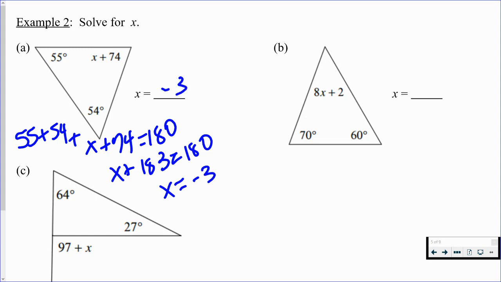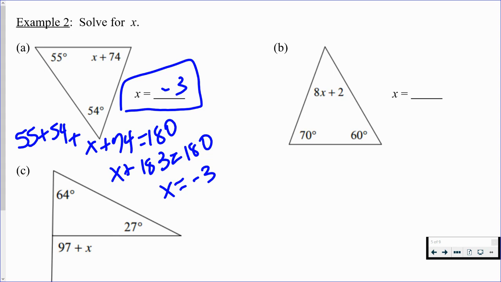Now, this can be confusing for some people. I intentionally put some in here that have a negative answer for the variable. A lot of times people get confused and say, well, how can I have a negative answer for my variable? Here's the thing you want to think about. It's just that your angle cannot be negative. Think about if we plugged x back in. The angle measure is x plus 74, right? So if we do -3 plus 74, that gives us 71. So the angle is still a positive measure. Okay, so you can have a negative answer for your variable as long as your angle measure is still positive.